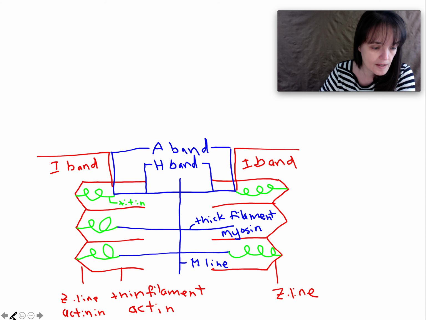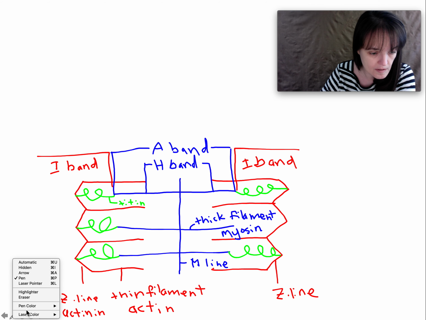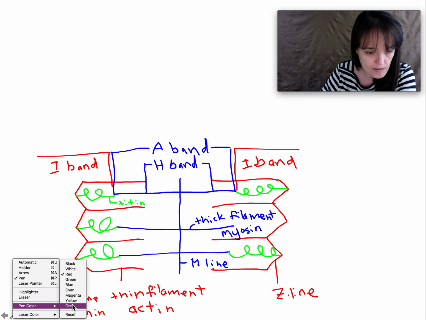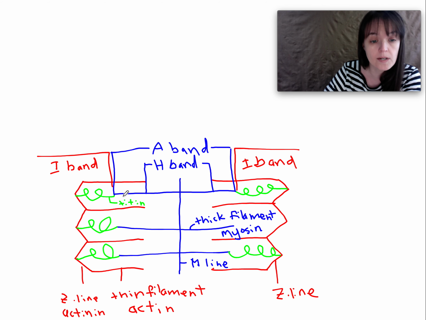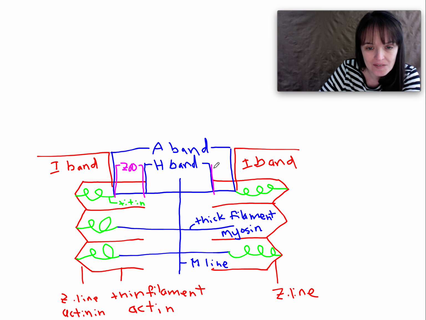Okay, and we don't have purple. Red and blue make purple. So where there's thick and thin filaments overlapping in the zone is the zone of overlap. Because red and blue makes purple, so I always make this purple. We don't have purple, so we're calling magenta purple.